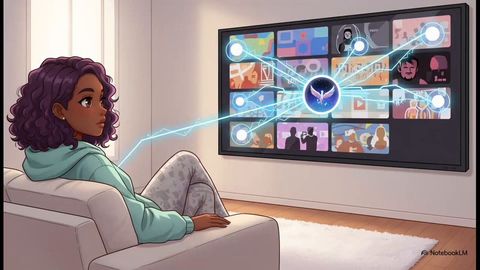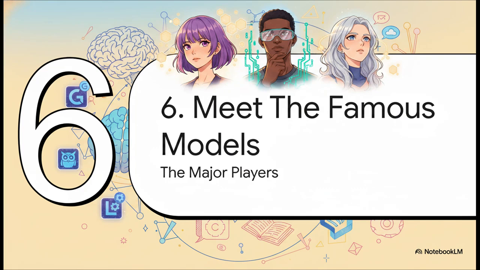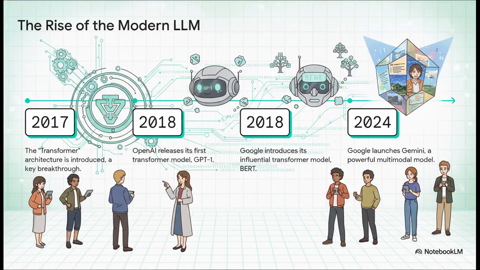And it doesn't stop there. Think about what you watch. When Netflix or YouTube gives you those scarily accurate recommendations, that's often an LLM at work. It's analyzing descriptions, genres, and even subtitles to figure out what you'll want to binge watch next. Okay, so we know what they are and what they can do. So let's talk about the big names, the famous models you've definitely seen popping up in the headlines. And you have to see this timeline to believe how fast this has all happened.